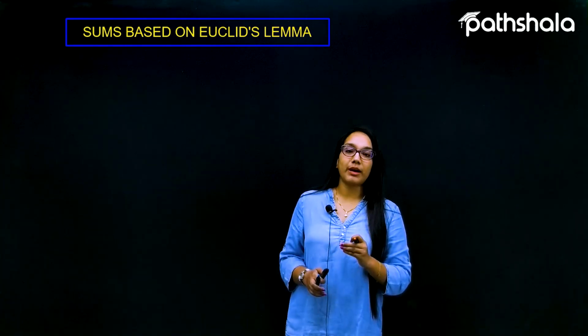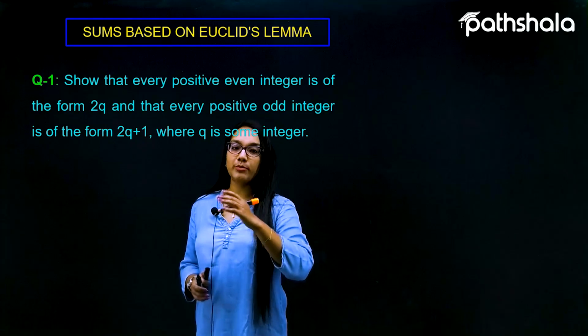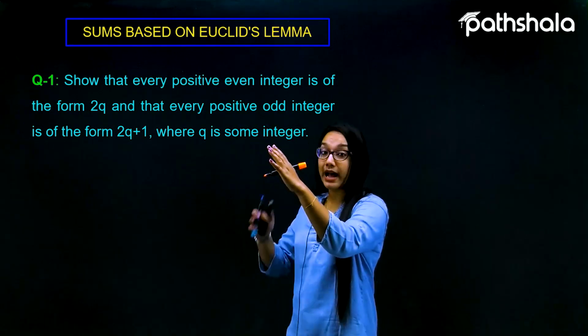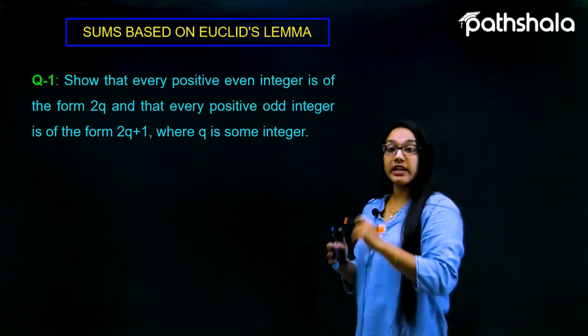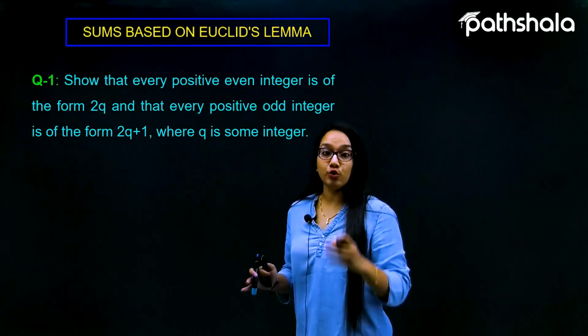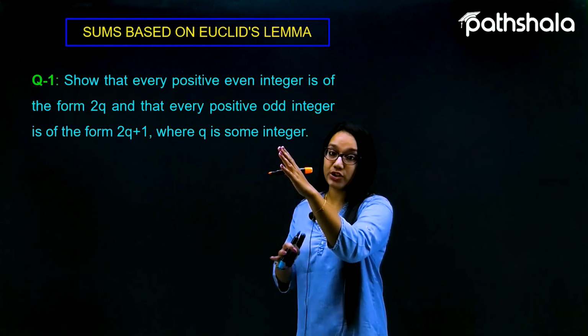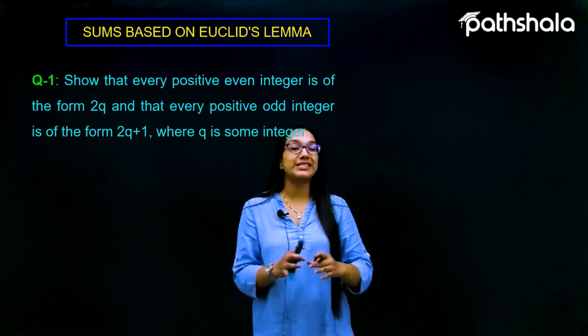So let's just start with some of the important questions that are based on it. Let us suppose I'm talking about question number 1. Question number 1 says, show that every positive even integer is of the form 2q and that every positive odd integer is of the form 2q plus 1, where q is some integer.